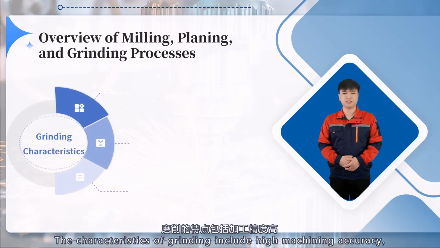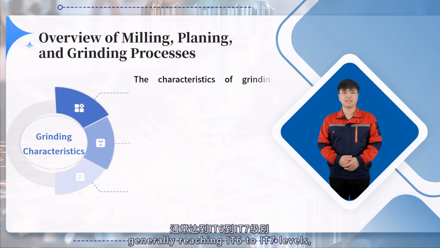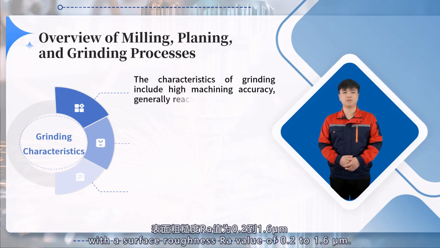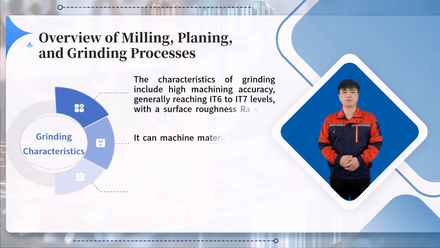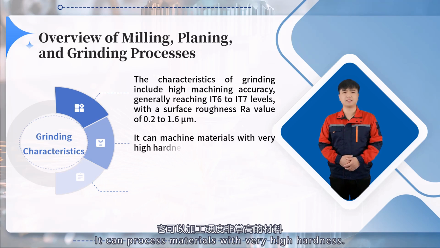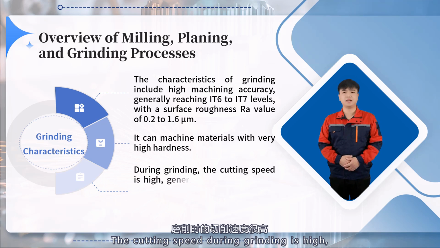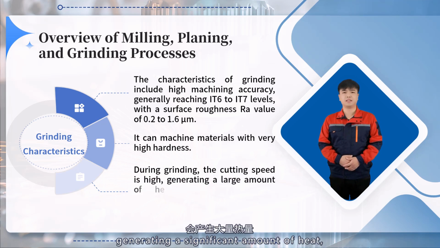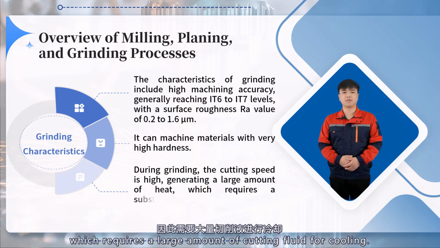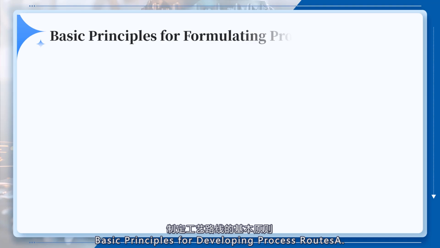The characteristics of grinding include high machining accuracy, generally reaching IT6 to IT7 levels, with a surface roughness Ra value of 0.2 to 1.6 micrometers. It can process materials with very high hardness. The cutting speed during grinding is high, generating a significant amount of heat, which requires a large amount of cutting fluid for cooling. Basic principles for developing process routes.